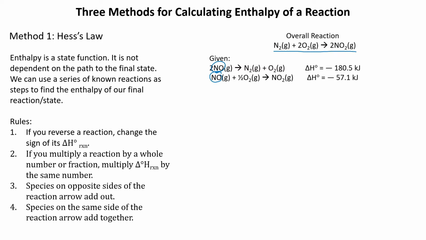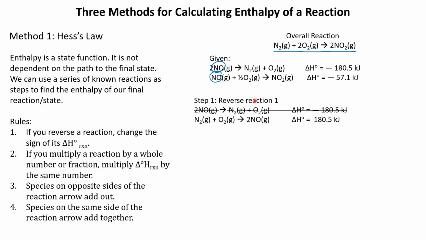not a part of my final equation. I need those to add out, which means I need them on opposite sides of the arrow. Well, right now they're on the same side of the arrow, so they would add together. So in order to get them on the opposite sides of the arrow, I need to reverse one of these reactions. So let's reverse reaction number 1.